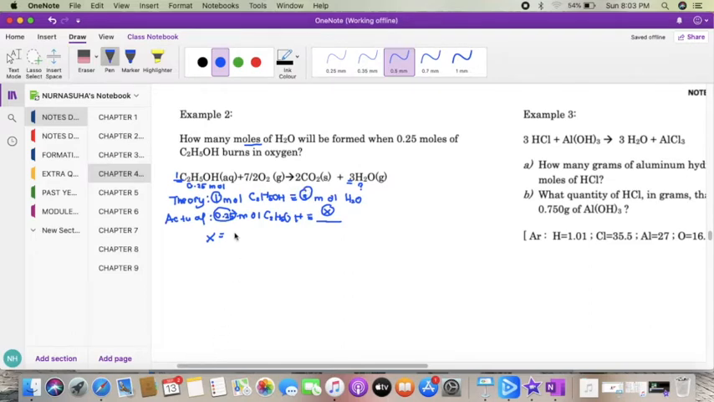So, show your step: 0.25 darab 3. So, you should get 0.75 mol. Mol siapa punya? Mol H2O lah. Mol untuk H2O. So, logik lah. 1 mol produce 3 mol, tapi yang awak ada tak sampai pun 1 mol, which is 0.25 mol. So, yang awak ada hanyalah 0.75 mol of H2O.